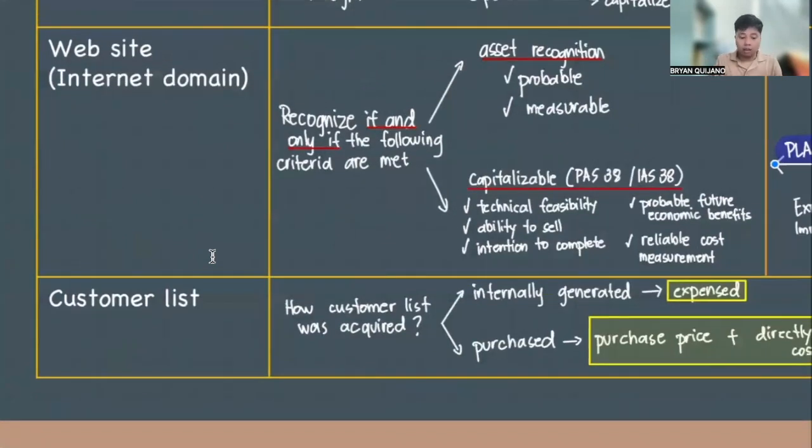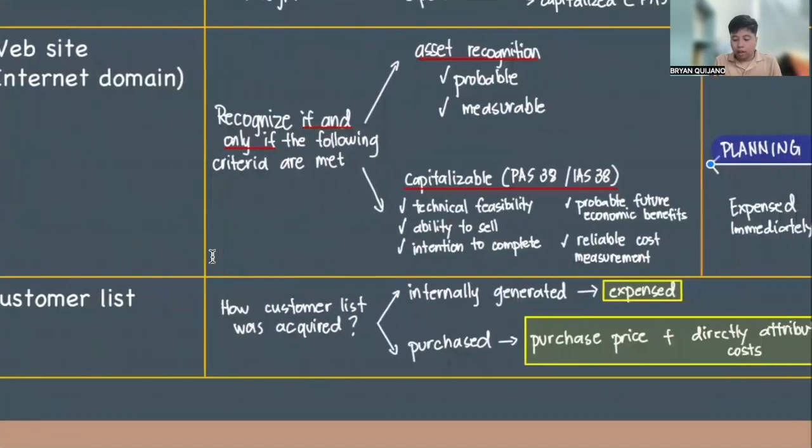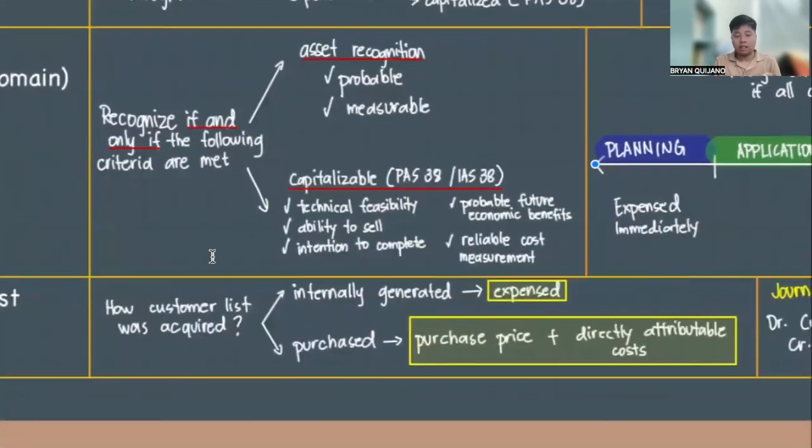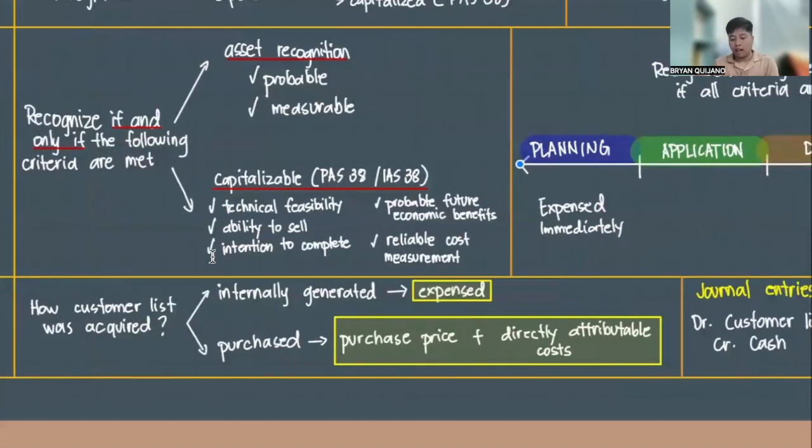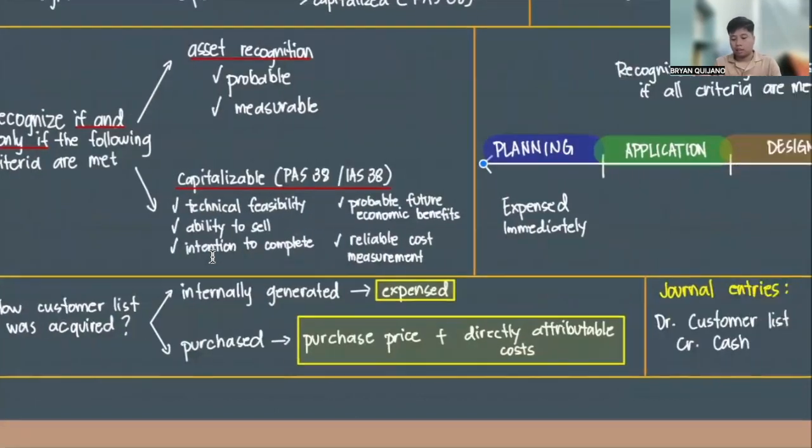Let us talk about customers list. Before recognizing the customers list, you have to be careful in assessing this one. If the customer list is internally generated, then all of those costs will be an outright expense. But if the customer's list, you purchase it from another party, then you will record as part of your asset the purchase price plus any directly attributable cost.